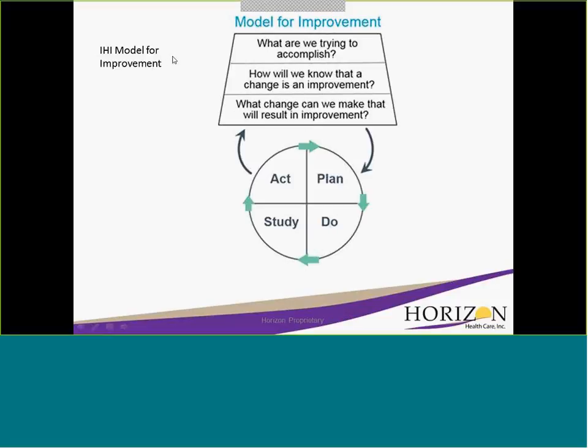So, the model for improvement. They ask 3 key questions. Number 1, what are we trying to accomplish? Number 2, how will we know that a change is an improvement? And number 3, what change can we make that will result in improvement? And what you can see there with the last question, we actually put our PDSA cycles to test to see if we are actually making an improvement based on the change that we're trying to test.